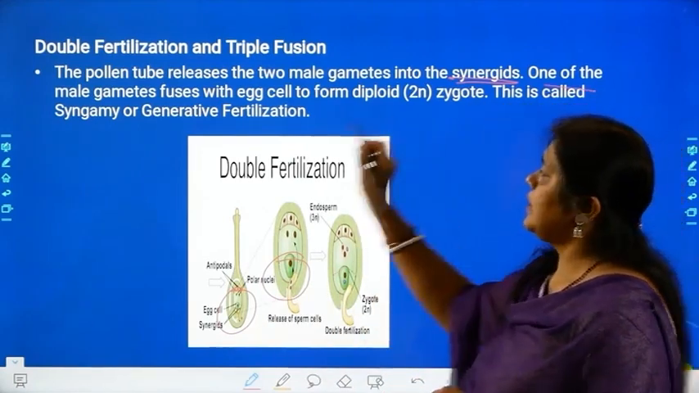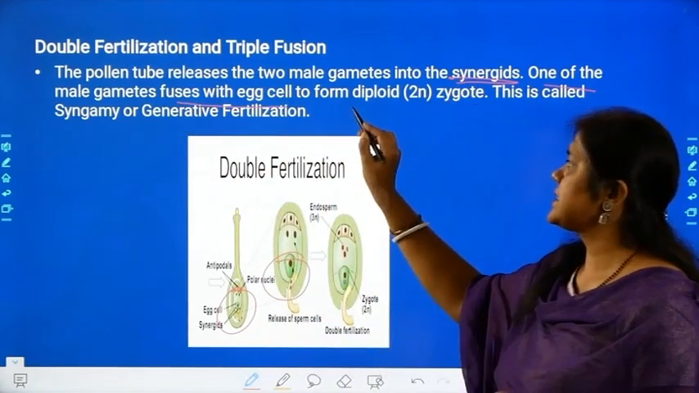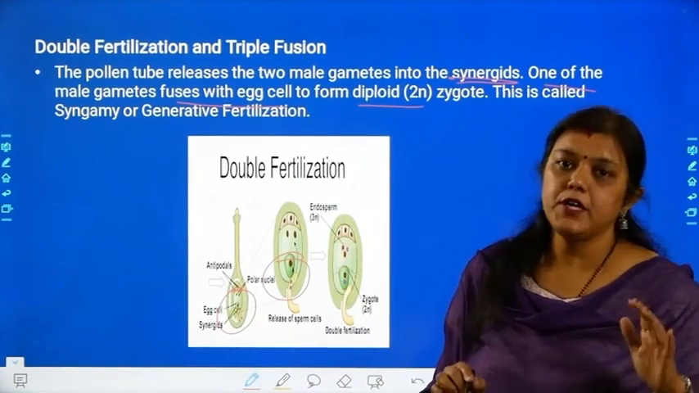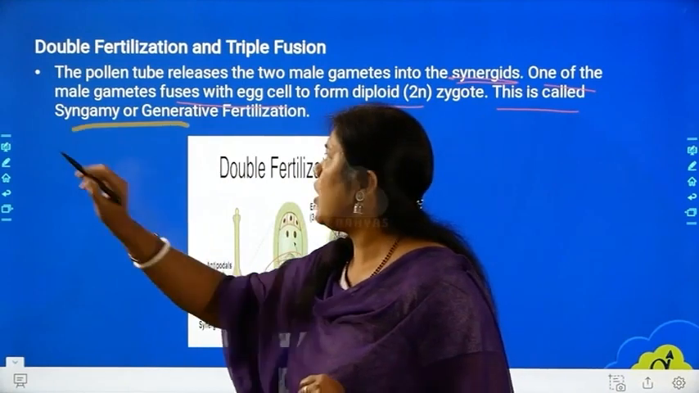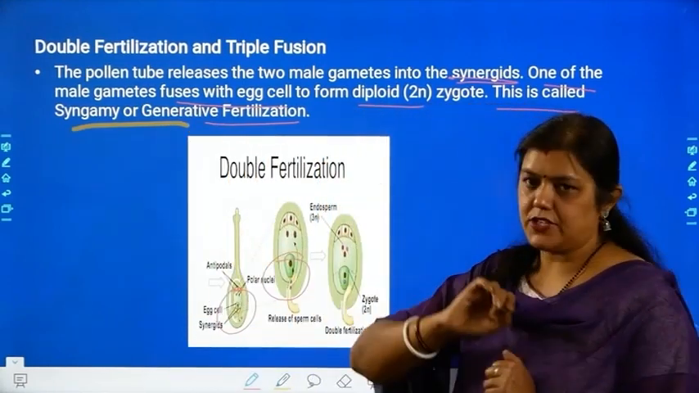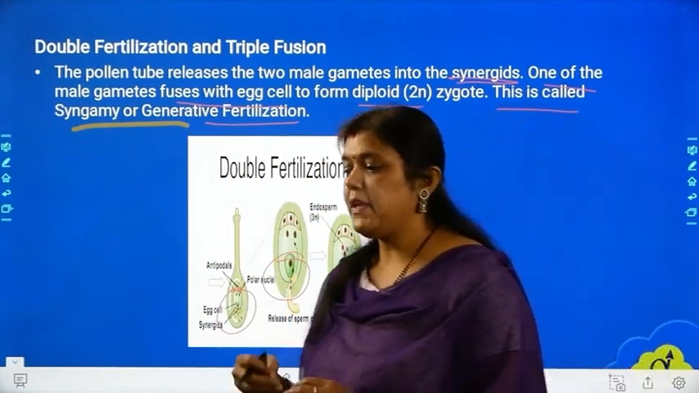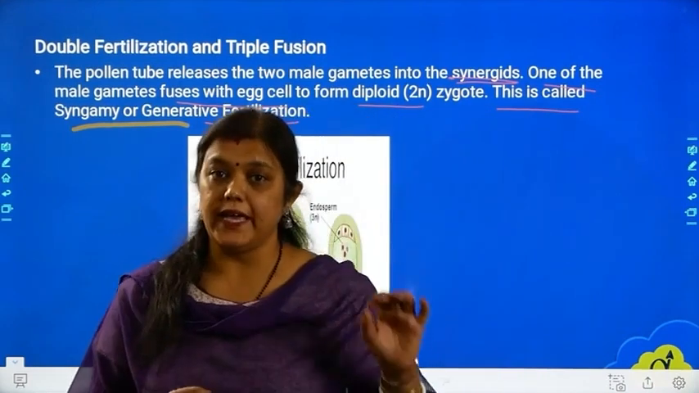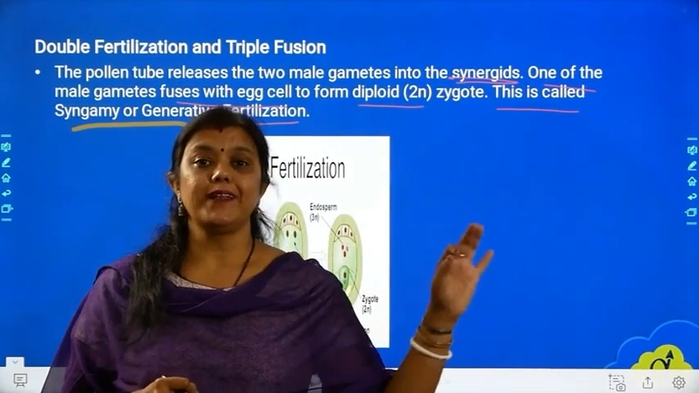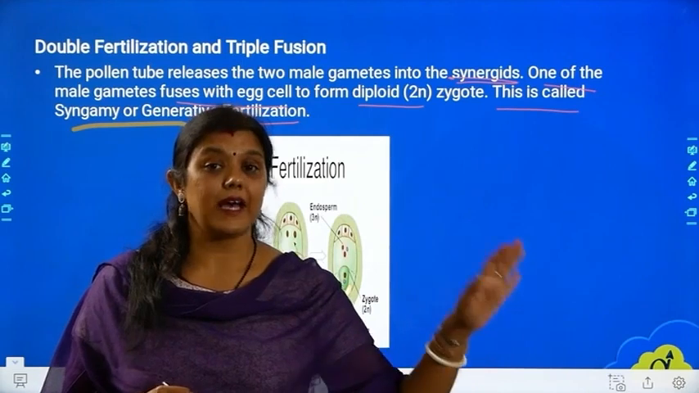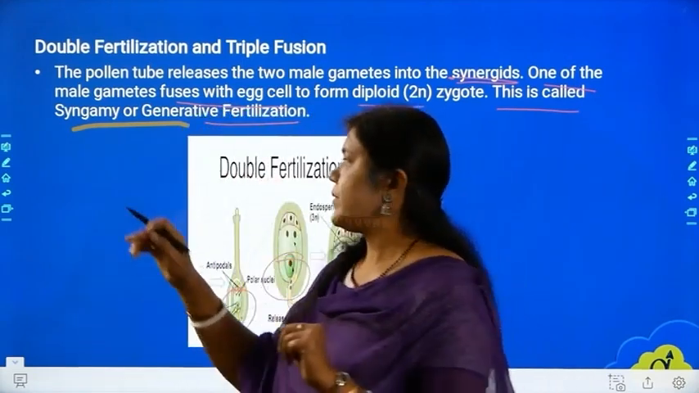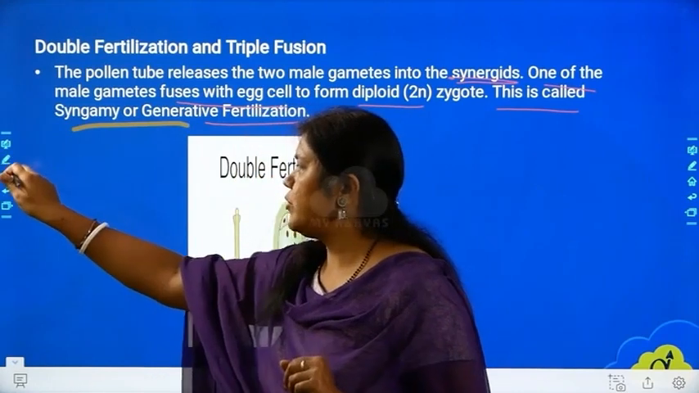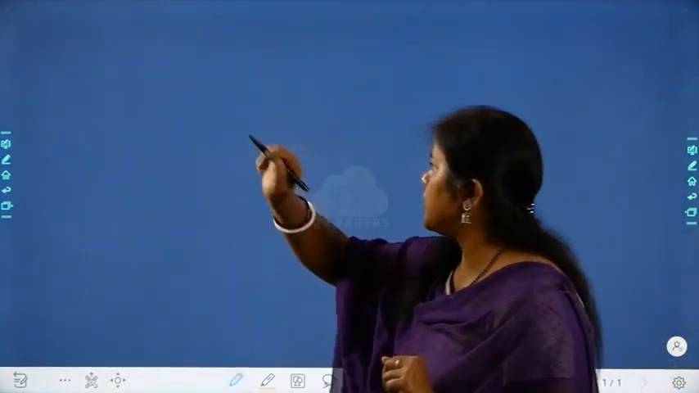Now, one of the male gametes fuses with the egg cell to form a diploid 2n zygote, and this is called syngamy or generative fertilization. One of the male gametes will fertilize the egg to form a 2n embryo, or the zygote, and this is called syngamy. Okay, let us go to the blackboard and understand this process very clearly.